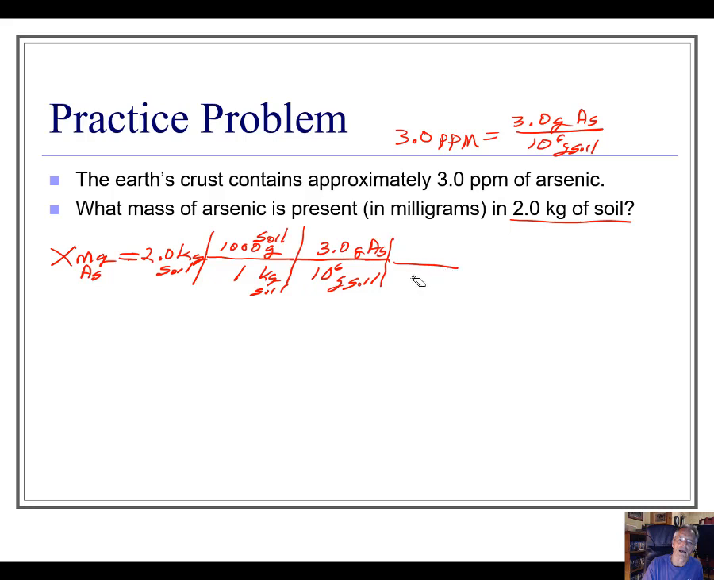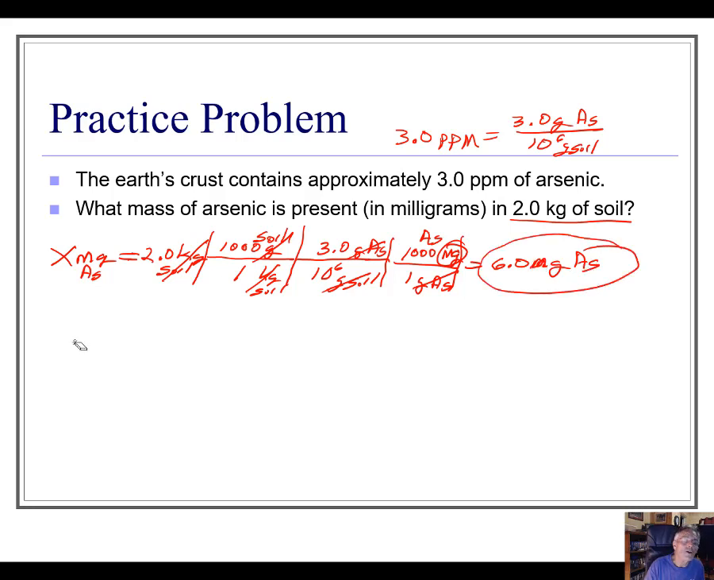And then 1 gram of arsenic is equal to 1,000 milligrams. So let's take a look. Kilograms of soil cancel, grams of soil cancel, grams of arsenic cancel, and that leaves me with milligrams of arsenic. And when I work that problem out, I wind up with 6 milligrams of arsenic.